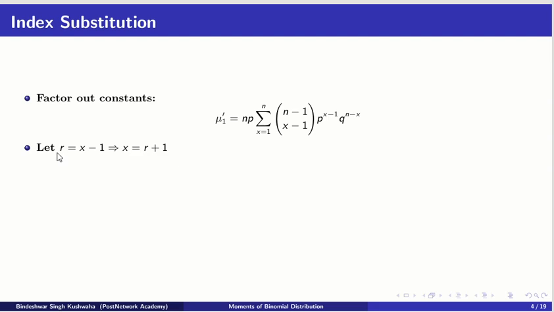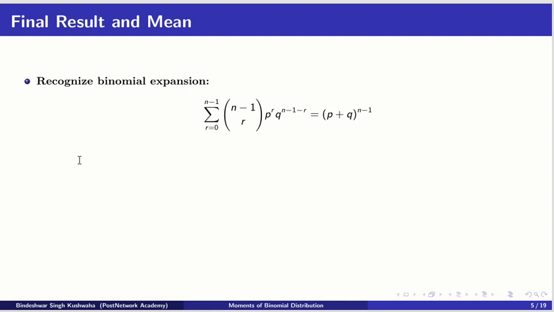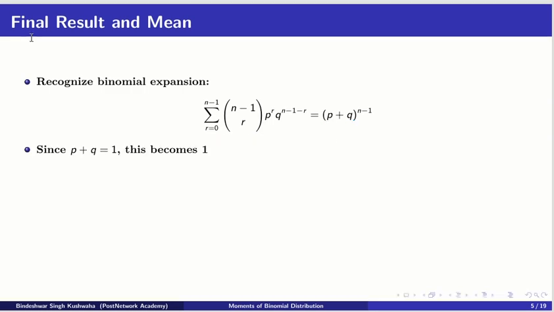Now let us put r equal to x minus 1, so x would be r plus 1. Thereafter, np is again outside, and observe this expression very carefully. That will become the expression I was explaining, p plus q raised to n minus 1. So this value will become 1. So we are left with mu prime 1, that is np.